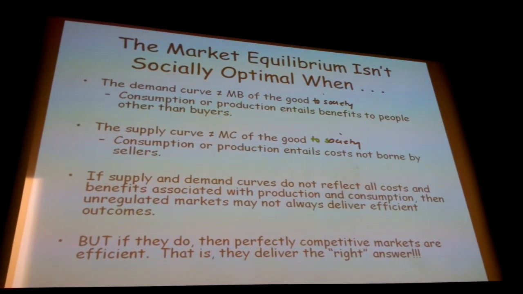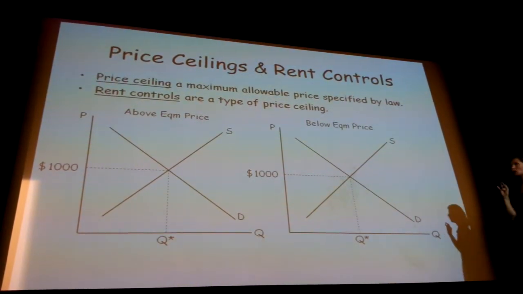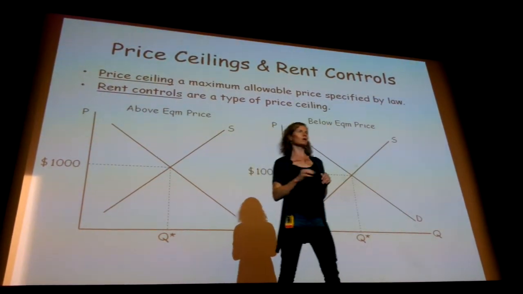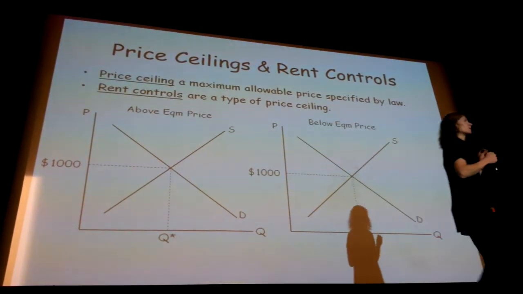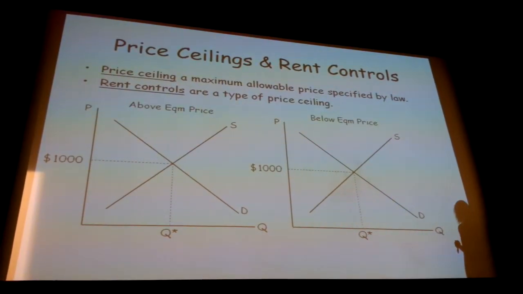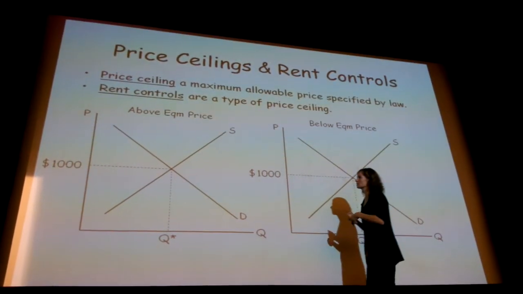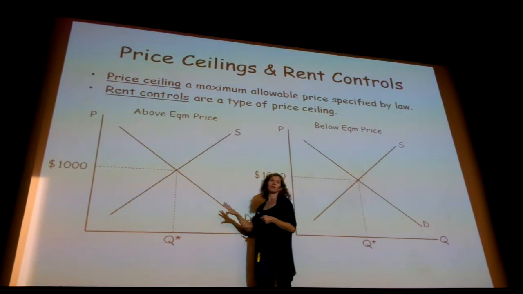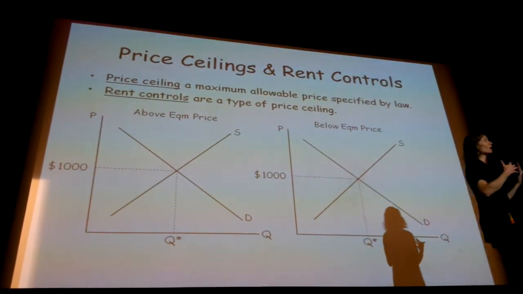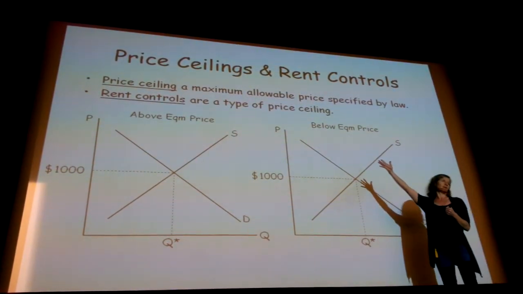Okay, so now I want to go back and say, let's imagine that we're in this nice situation where we've got a perfectly competitive market. The demand curve captures all of the benefits of consumption, and the supply curve captures all of the costs. What happens if we start intervening in a market like that? What happens if we come into a market that's otherwise delivering the efficient outcome and start imposing things like price ceilings?